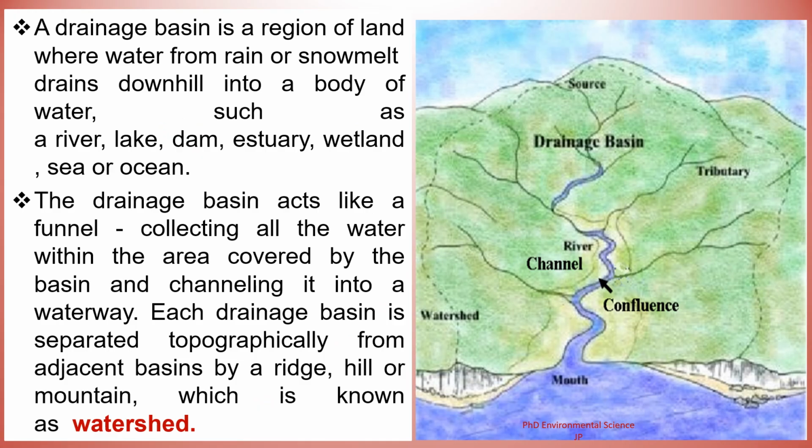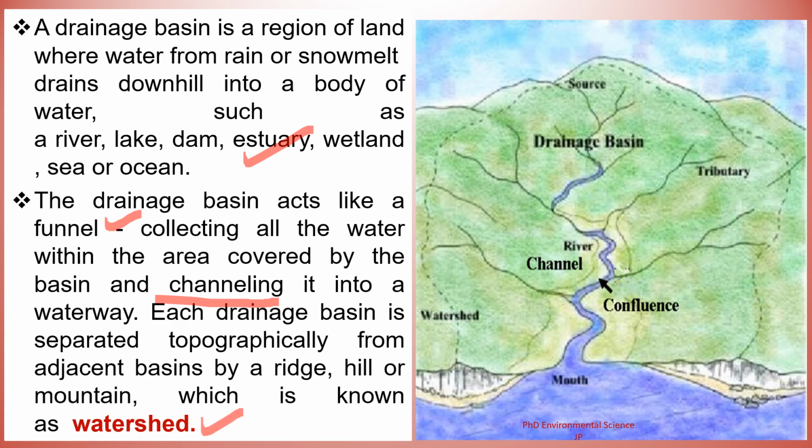A drainage basin is a region of land where all the water from rainfall, snowmelt, or other sources flows downhill into a specific body of water, such as a river, lake, dam, estuary, wetland, sea, or ocean. It acts like a funnel that collects and directs water into a waterway. So, like a funnel, the drainage basin channels all the water collected within its area into the main waterway. This helps manage and direct the flow of water through various streams and rivers. The boundary of a drainage basin is defined by the watershed.